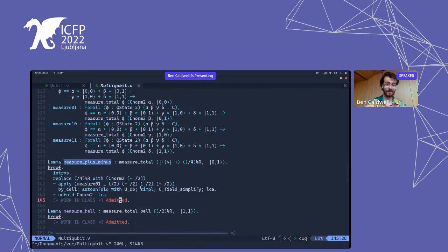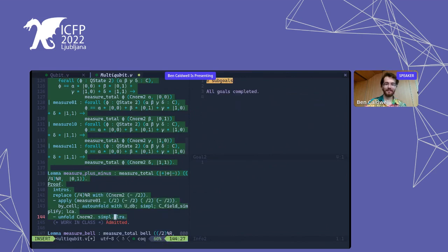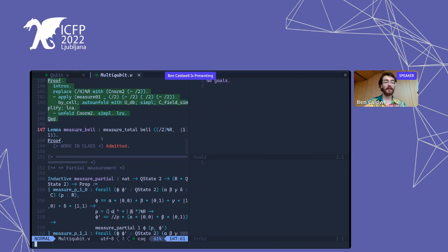It's the exact same tactics. If you do a simple, it works. So there's probably a simple somewhere earlier on. It doesn't need to be finished. Yes. Okay.